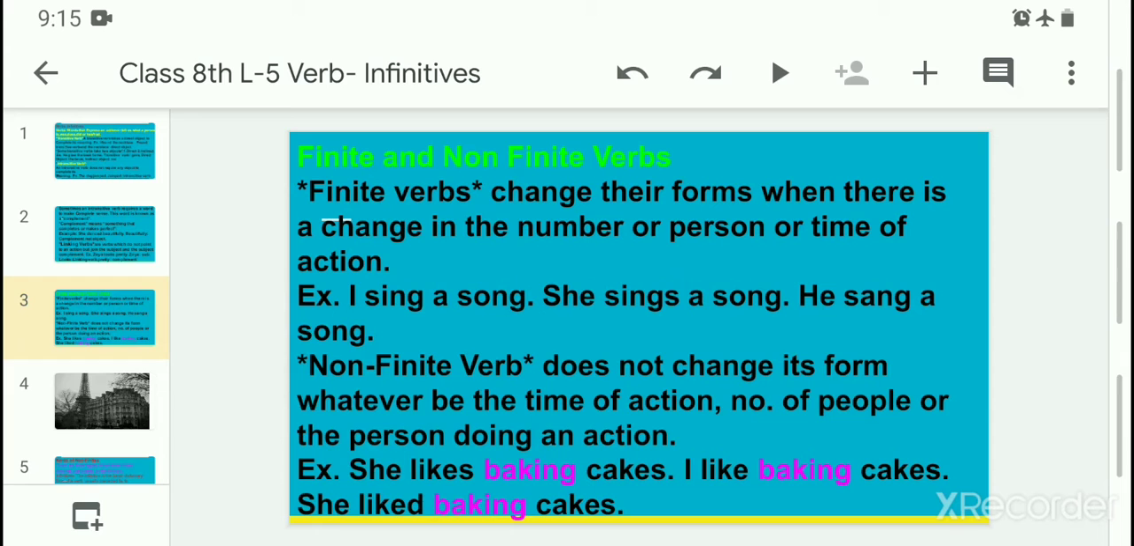Next example, she sings a song. I, first person, I sing a song, and if we use the singular here, she sings a song. So with singular, you know we use V1 plus S or ES. And he sang a song. Time of action has been changed. So the time there was present, here it is past. He sang a song. Then we will use the second form of verb.